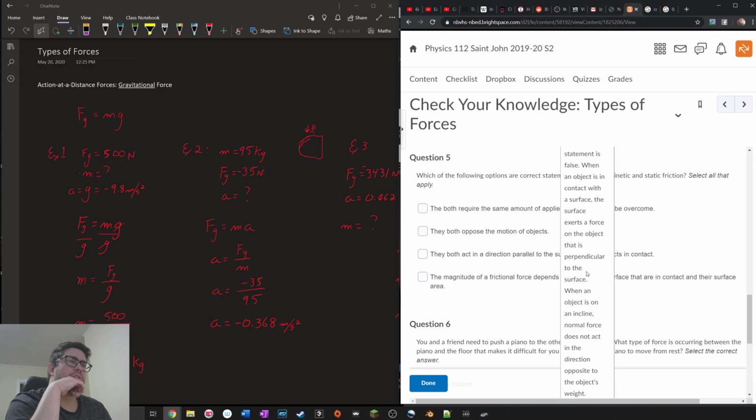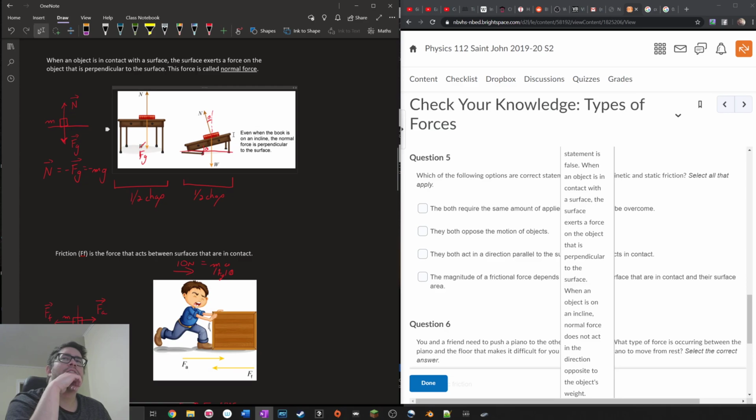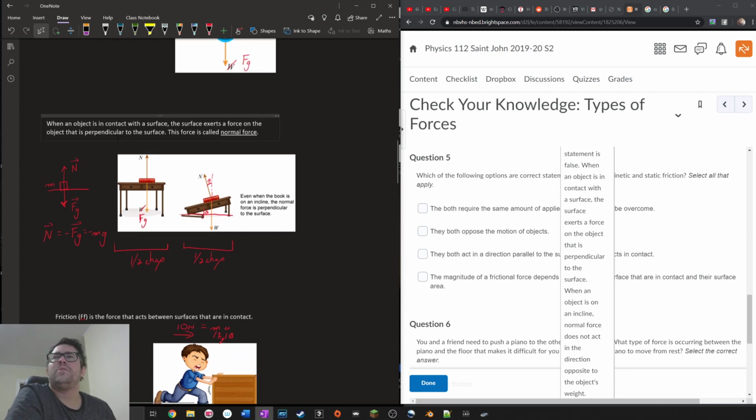When an object is on an incline, okay, talking about this here. When the object is on an incline, normal force does not act in the direction opposite to the weight. Right? You can see how here the weight is clearly down, but the normal force is not opposed to the weight, but opposed to the surface. So the normal force is always opposed to the surface. Did I write that down? Perpendicular to the surface. So what do we do with that?